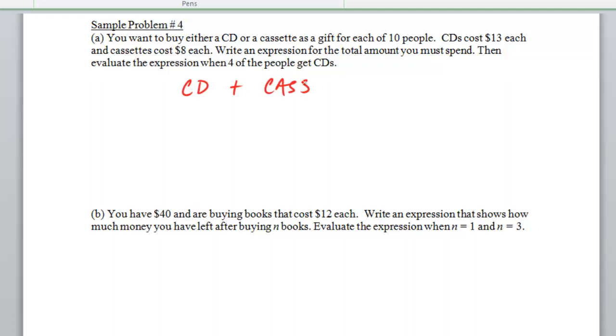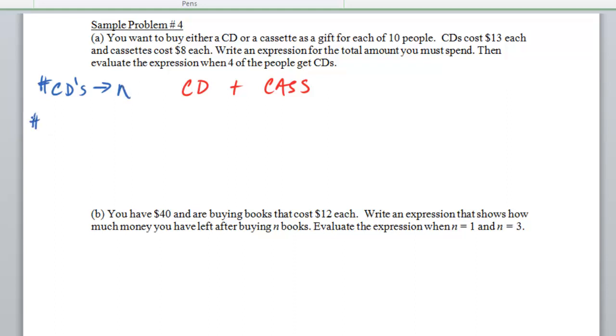Now notice we weren't asked to write an equation which would equal the total amount. We want to write the expression. So there's not an equal sign in an expression. The problem that we run into here is that we actually have 2 different things that we are dealing with: CDs and cassettes, so we have to have a variable that represents each. If I'm talking about the number of CDs, maybe I just want to use the variable n.